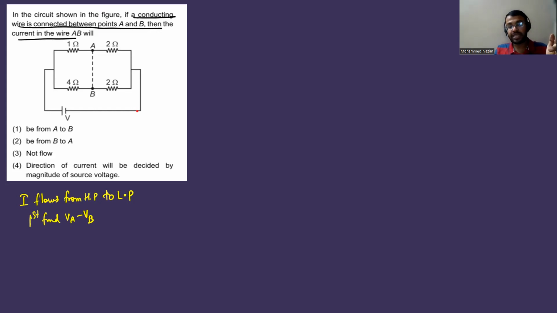If VA minus VB is negative, that means B is higher than A. So we can get to know the direction of the current. So how do you find VA minus VB? First, you need to mark the polarities for the resistors. You should know the current and everything.